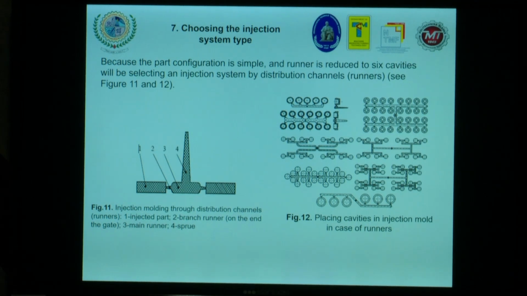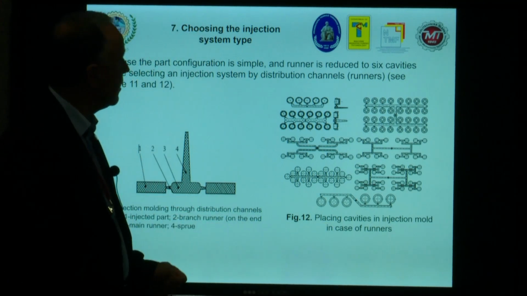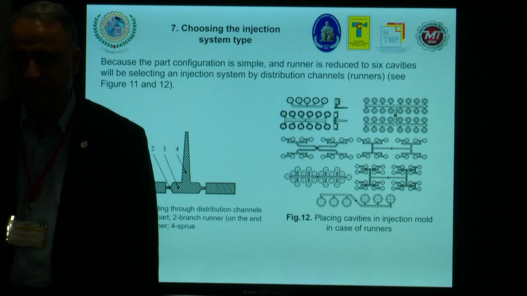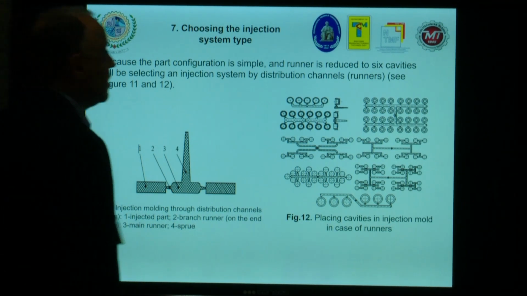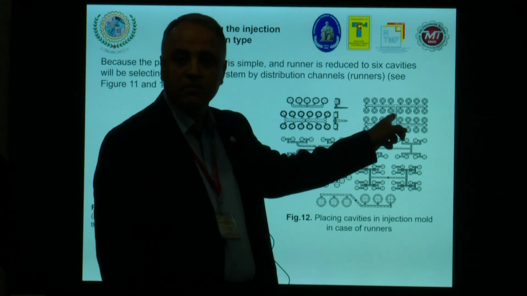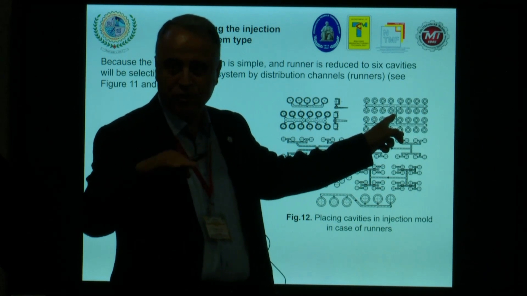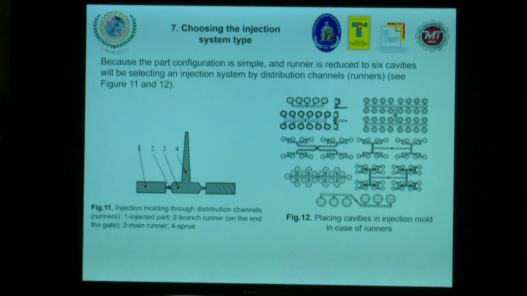And about placing the cavities inside of the injection mold in the case of the runner, you can see there are many, many possibilities. It's up to us. No problem. You only have one condition: the injection point is compulsory to be symmetrical, no matter whether we are talking about the horizontal plane or the vertical one. So the injection point must be a symmetrical one.